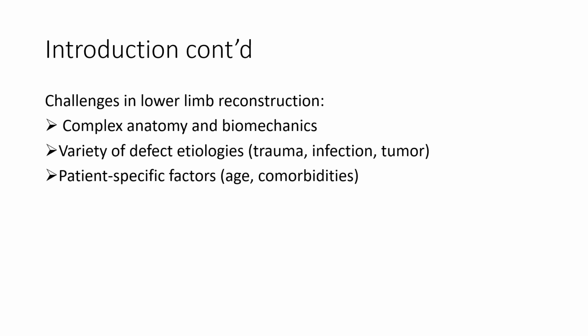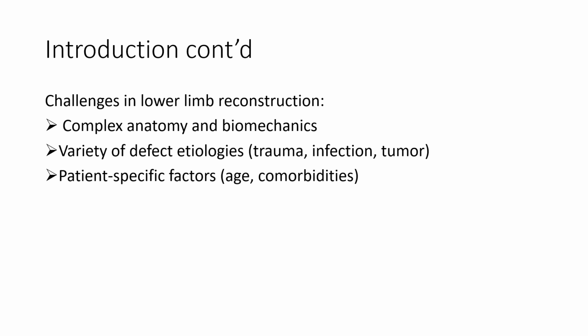So the challenges of lower limb reconstruction emanate from the complex anatomy and biomechanics of the lower limb itself. That is the first and significant challenge an operating surgeon will face when dealing with soft tissue reconstruction of the lower limb. So the complex anatomy and the complex biomechanics should be in our mind whenever we are planning to do soft tissue reconstruction of the lower limb.